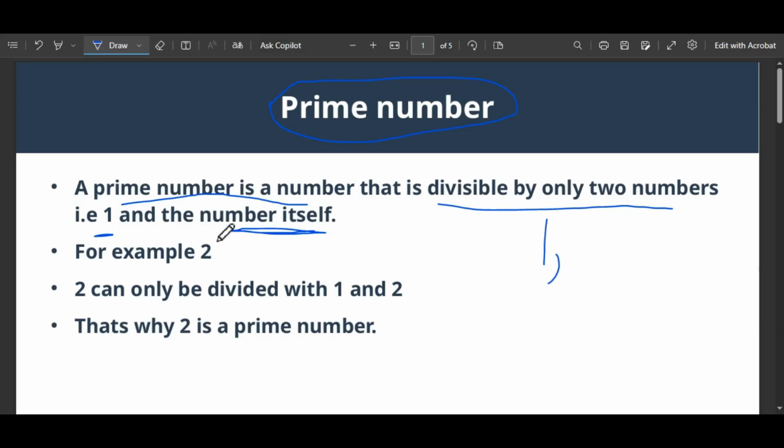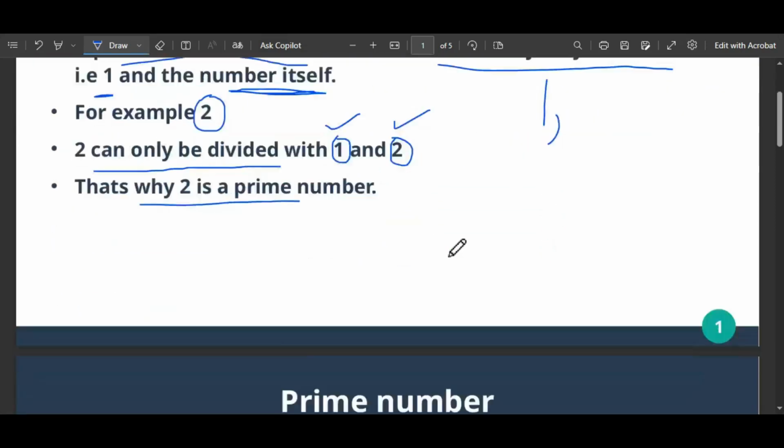Right? Say for example 2. 2 is a prime number. Why is 2 a prime number? Because 2 can only be divided using 1 and the number itself, that is 2. So any number that can be divided using 1 and the number itself is a prime number. That's why 2 is a prime number, right? As it can be divided only using 1 and the number itself.